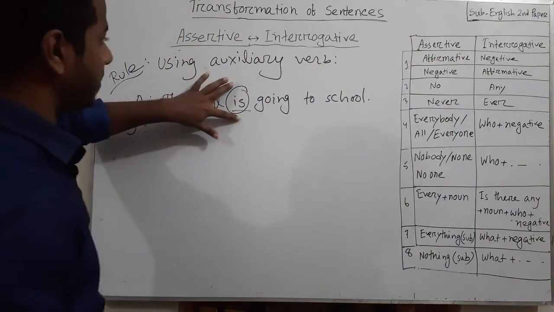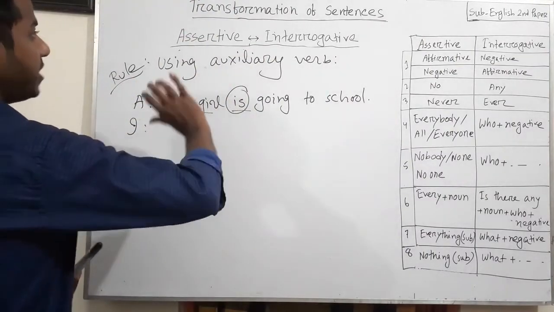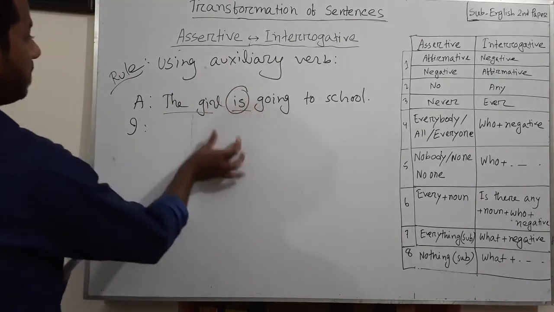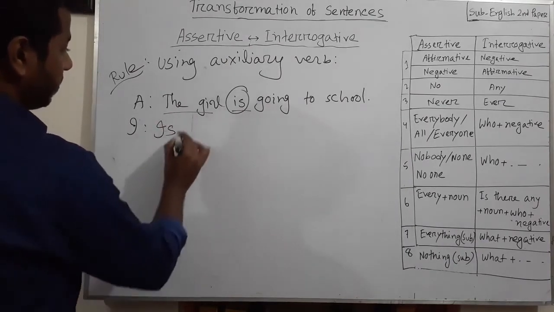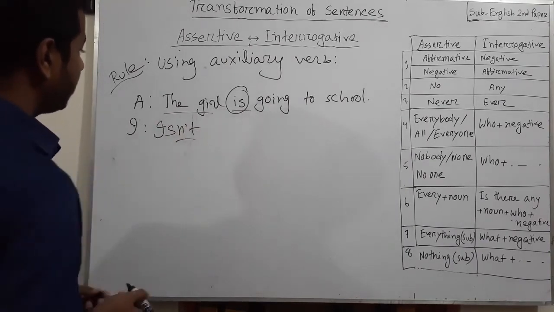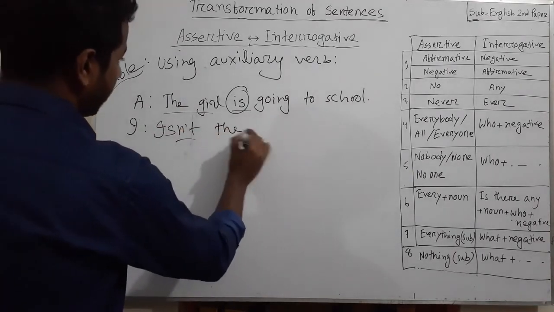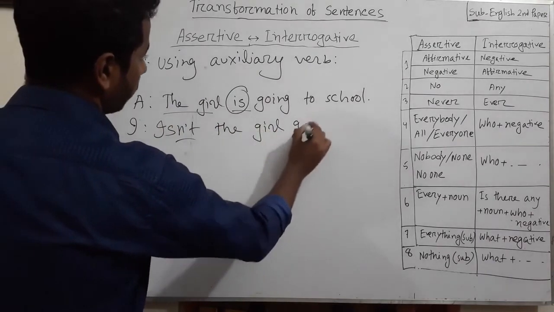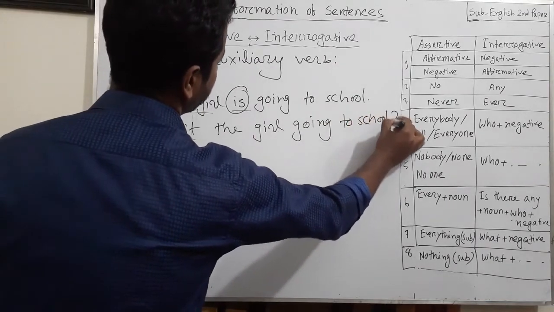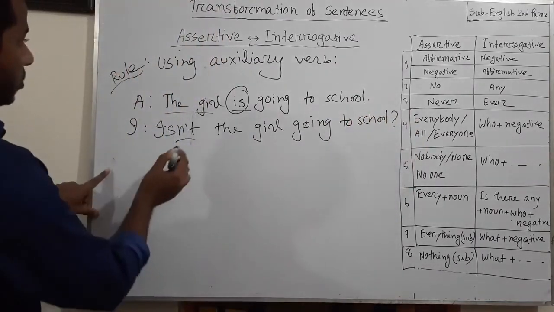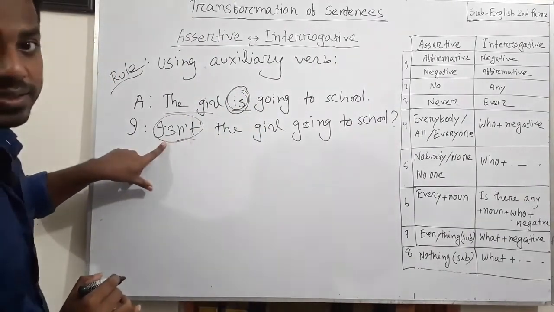This sentence is an affirmative sentence of assertive sentence. So this will be in negative notion in interrogative sentence, and the auxiliary verb will be written before the subject. So is, then negative notion. The negative notion will be contracted form, n't, then subject, the girl, then main verb, going to school, then interrogative mark. Okay, so the auxiliary verb is written before the subject.